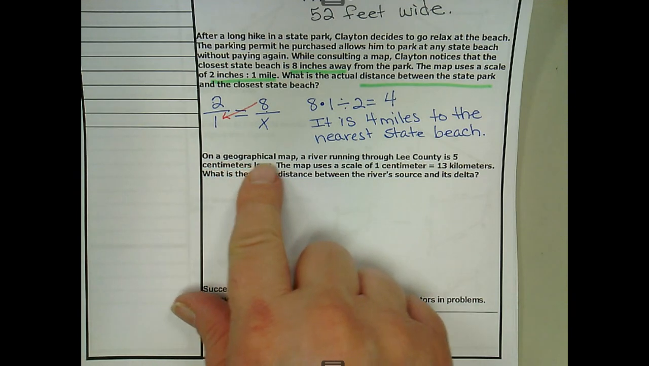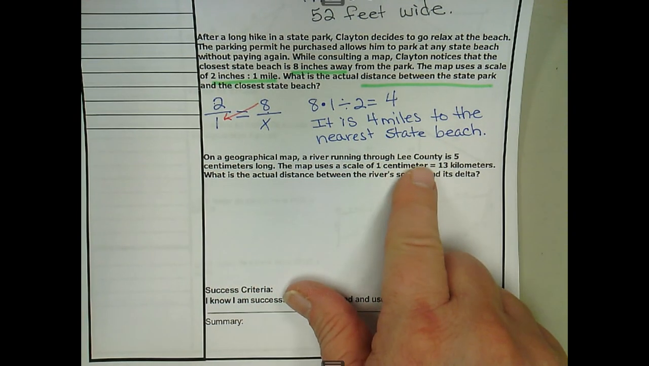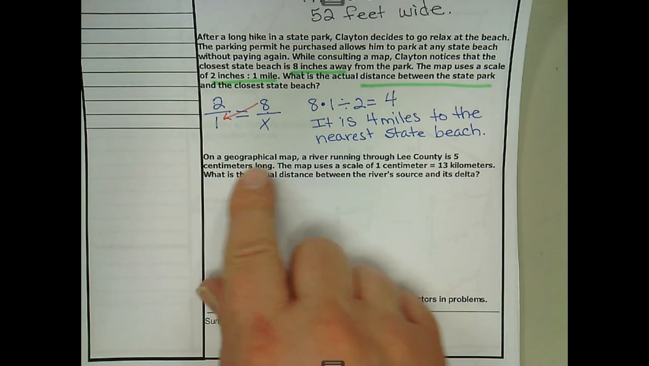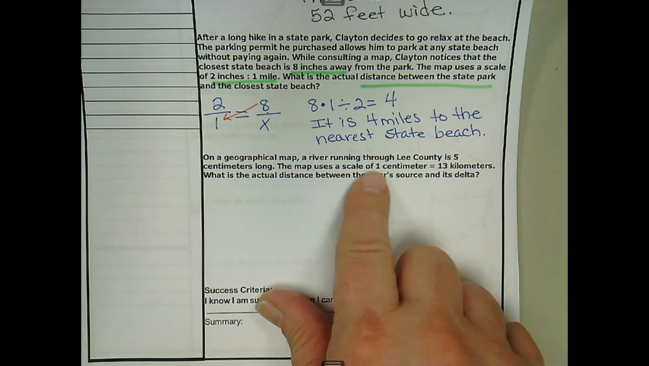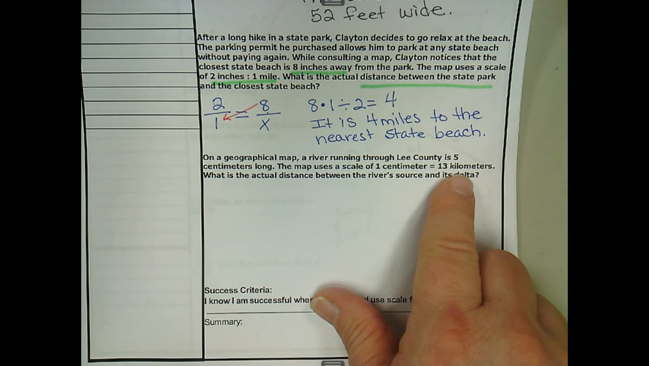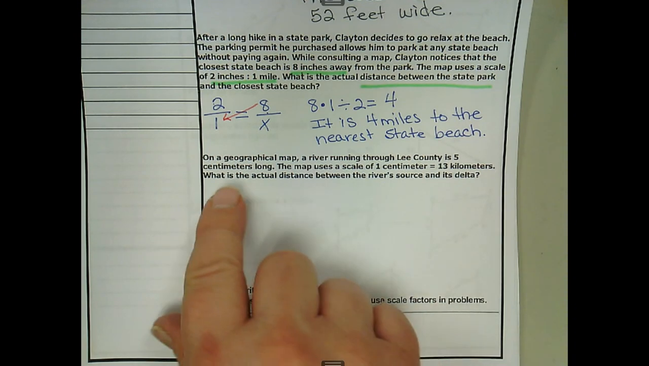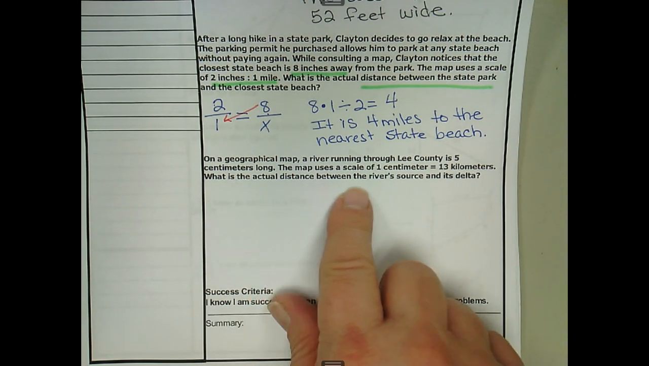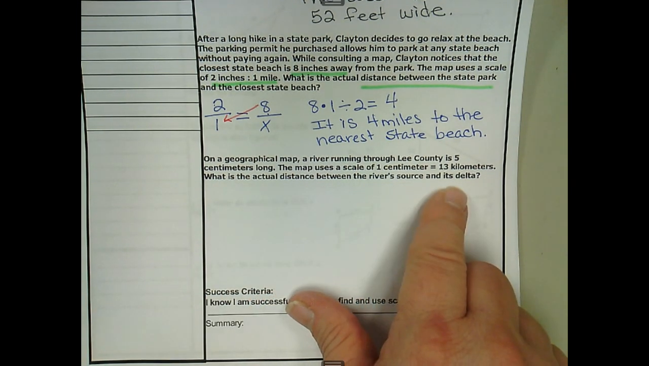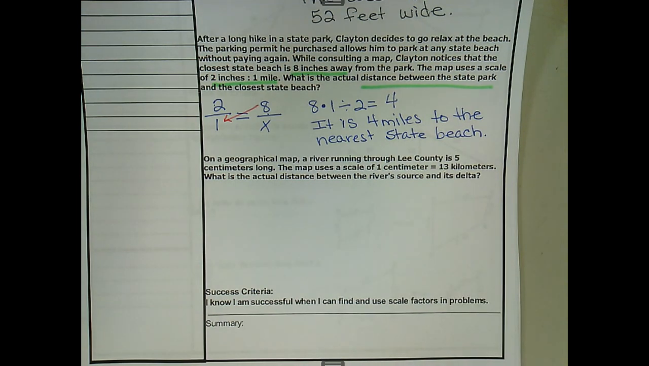On a geographical map, a river running through Lee County is 5 centimeters long. The map uses a scale of 1 centimeter equals 13 kilometers. What is the actual distance between the river's source and its delta? The delta is where the river spreads out and is really wide. It might go into a lake. So how far is it from where it begins to where it ends with that lake?